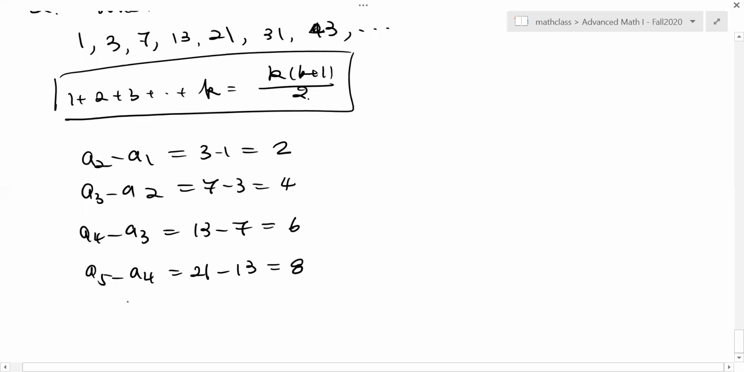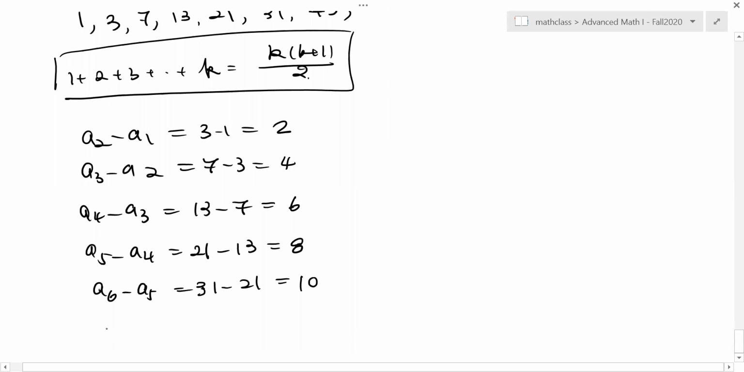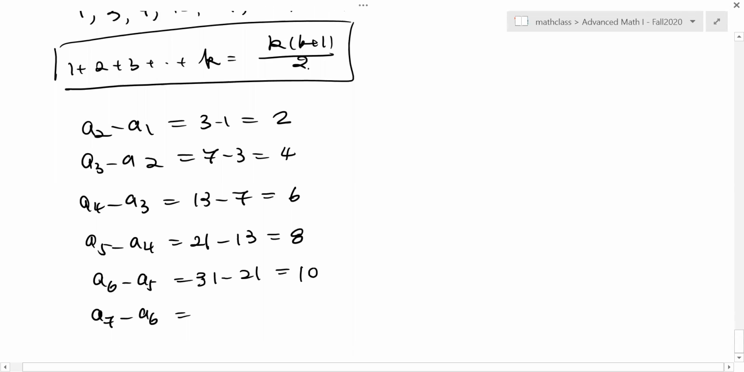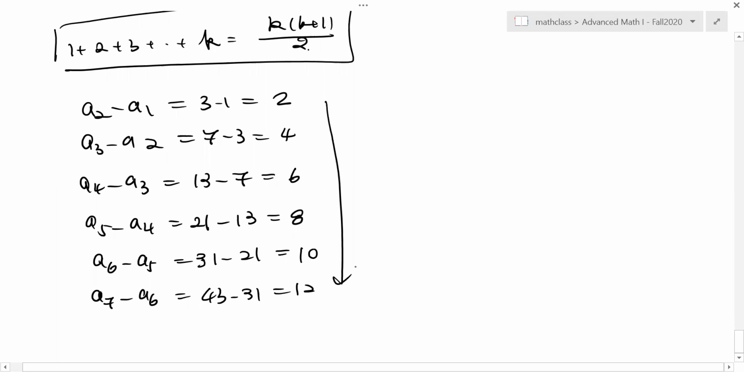Okay, and of course we have to finish all of them, right? So a6 minus a5 is going to be 31 minus 21, and that is 10, right? a7 minus a6, make sure all of them are correct. 43 minus 31 is 12. So clearly, this is an arithmetic sequence, right? Every time you add 2.